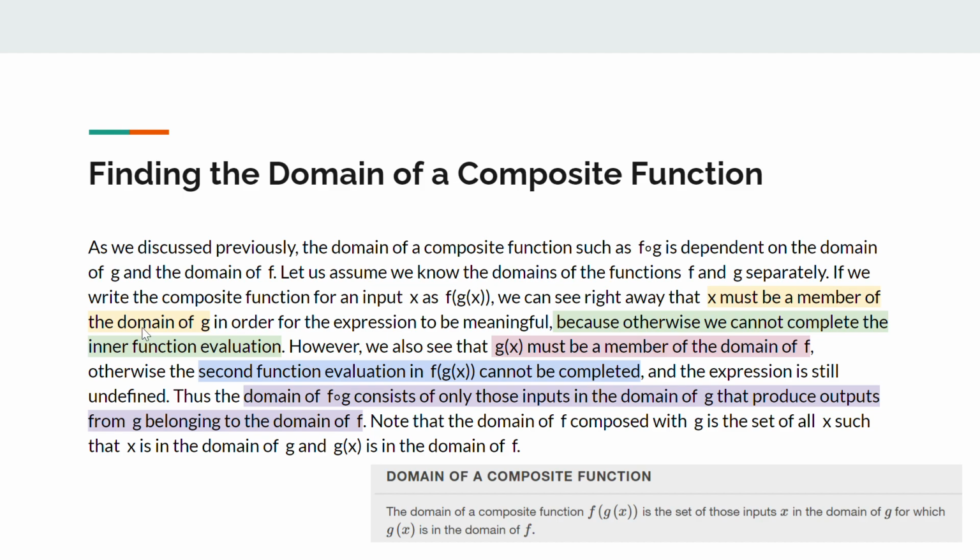Here is just a short definition of the domain of a composite function. The domain of a composite function f of g of x is the set of those inputs x in the domain of g for which g of x is in the domain of f.